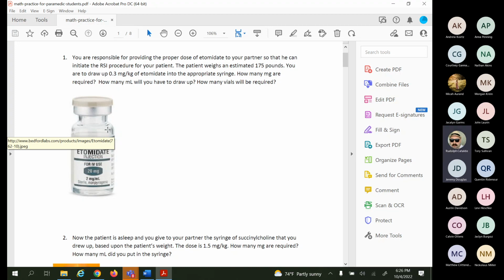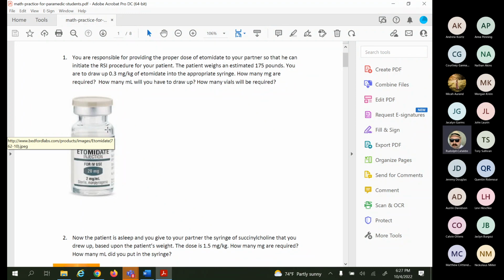And the reason is that 1 kilo is not going to be the life or death difference when I'm giving a medication to my patient. So I don't care if you do 80 kilos, I don't care if you do 79, whatever it is. I have to draw up 0.3 milligrams per kilogram. So let's use 80 kilos. How many milligrams am I drawing up total? 24. Okay. 80 times 0.3 equals 24 milligrams.